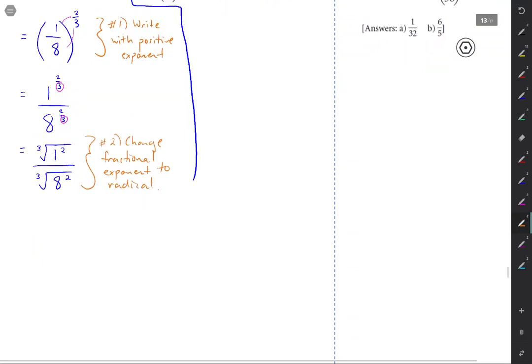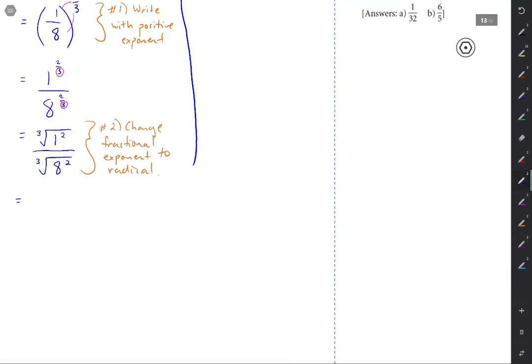And now we would solve everything on the top, or in the numerator, and then everything in the denominator. So the nice thing about the number 1 in the numerator here is that it doesn't matter what the power is or what the root is, it'll always stay the number 1. So in the numerator, the third root of 1 is 1 and 1 squared is 1. So it always stays as 1.